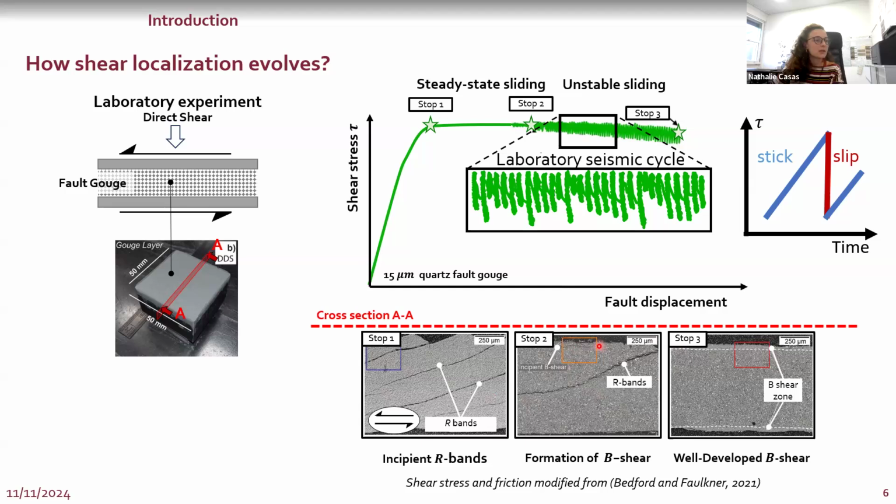and we have an incipient boundary shear here at the top boundary. And at the end of this experiment, which is also in between the slip instabilities, we don't see the Riedel bands anymore, but we have two well-established boundary shear bands at the top and bottom boundaries.